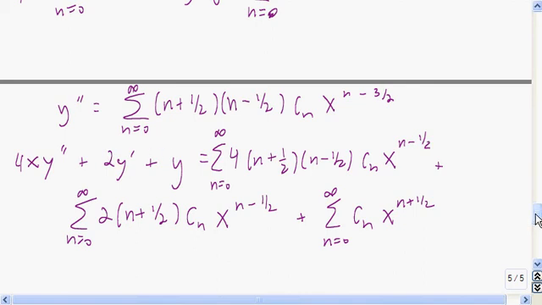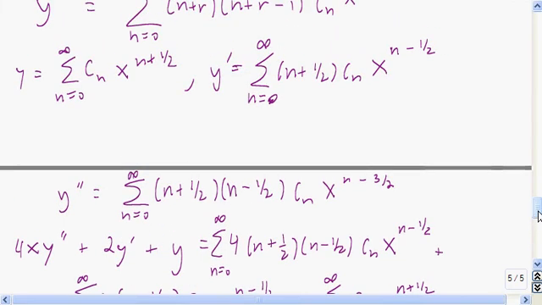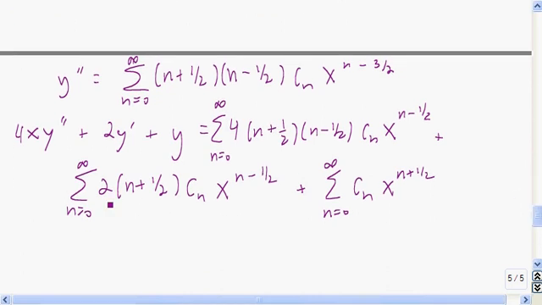Then we need 2y prime, which in the process of finding that, I realized I had put n plus r minus a half. It becomes really just n minus a half. Okay, so I fixed that mistake. So 2n plus a half c sub n x to the n minus a half, and then times just our y. Okay, so here we can now set that equal to 0.